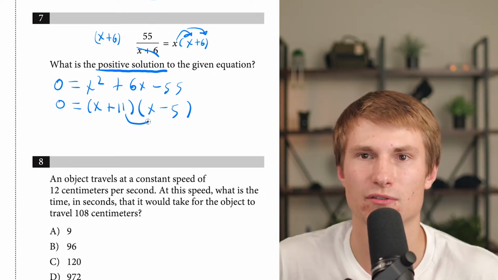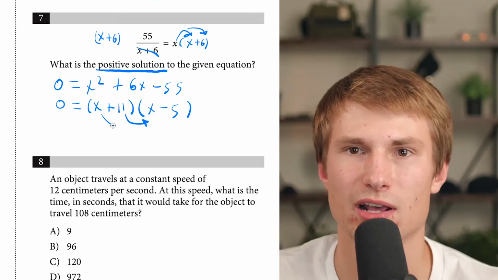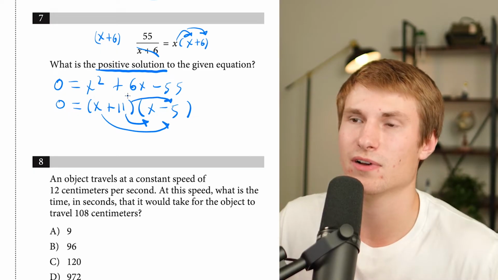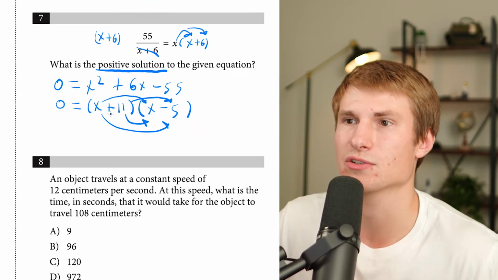From there, if you were to FOIL this out, you'd see we have plus 11X minus 5X. That'll give us that plus 6X. And then we have 11 times negative 5, so negative 55. And then we obviously will get that X squared value as well.